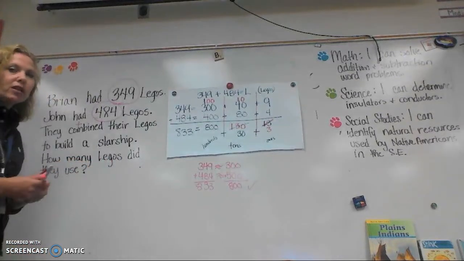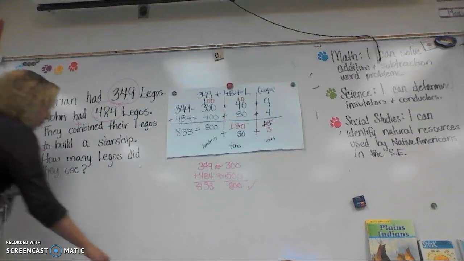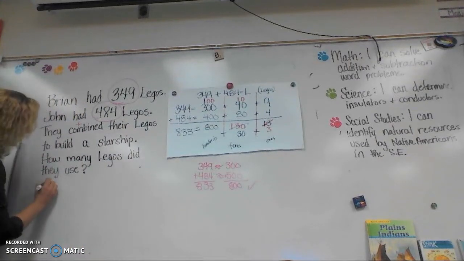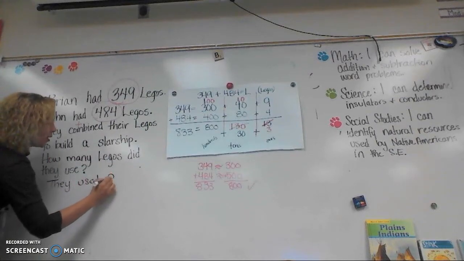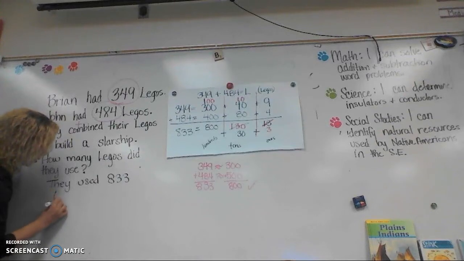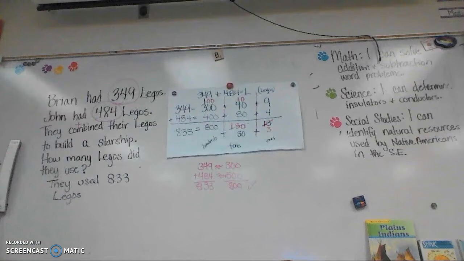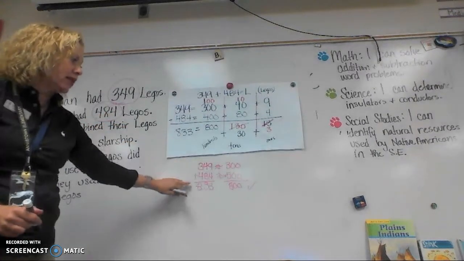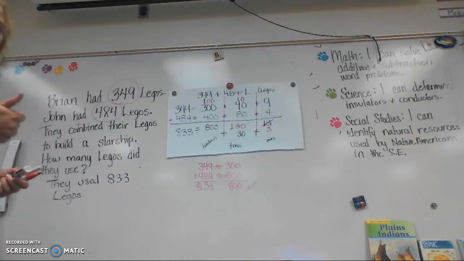So did we answer our question? Let's check. The question was, how many Legos did they use? They used 833 Legos. So I have a sentence that answers my question, how many Legos did they use? I made sure that my answer made sense using that estimation strategy. So I can see that, yeah, I got that question right.